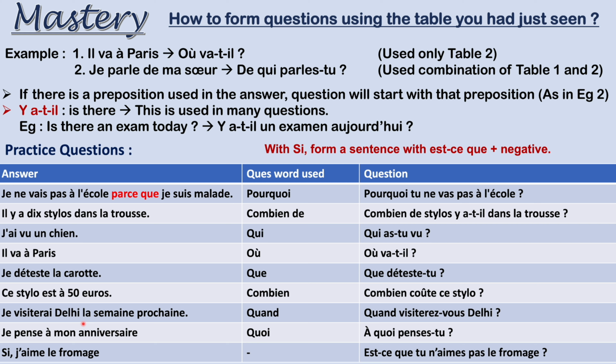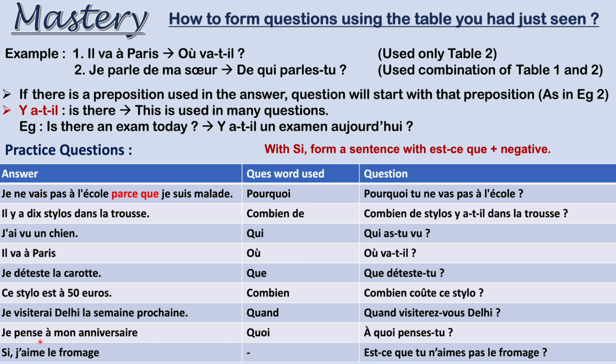Then, Je visiterai Delhi la semaine prochaine. I will visit Delhi next week. So we have used when, quand. So, when will you visit Delhi? Quand visiterez-vous Delhi? Means when will you visit Delhi. Here we have used a tense, that is futur, which is the future. I've done the inversion. It's very important to do inversion.